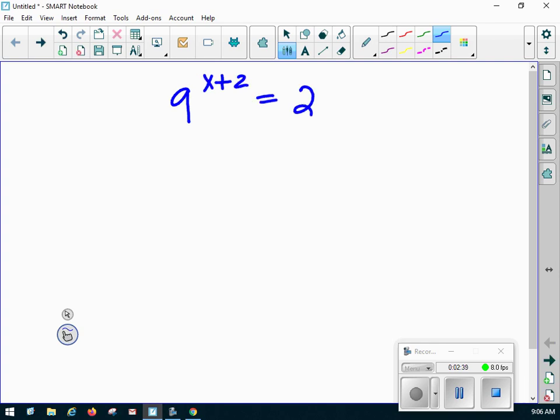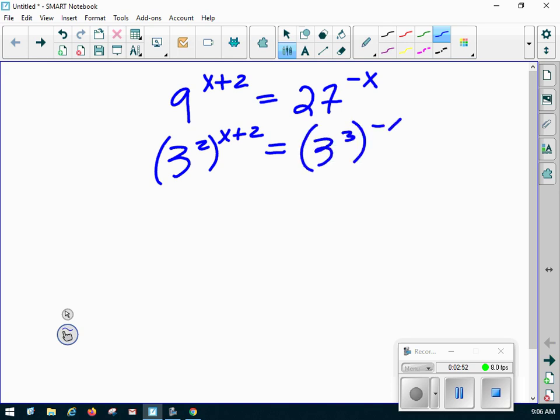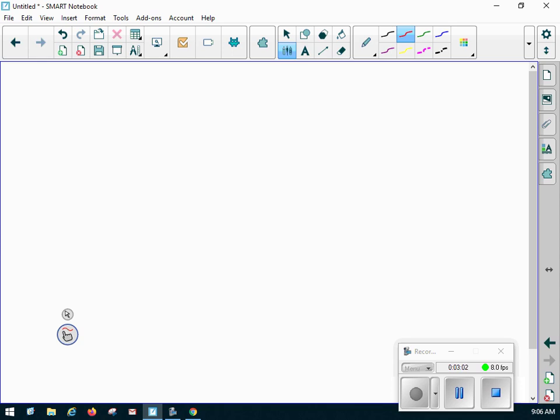9 to the x plus 2. And here we go. 27 is 3 to what power? So this is 3 cubed to the negative x. When you raise a power to a power, what do you do to the powers? You multiply.